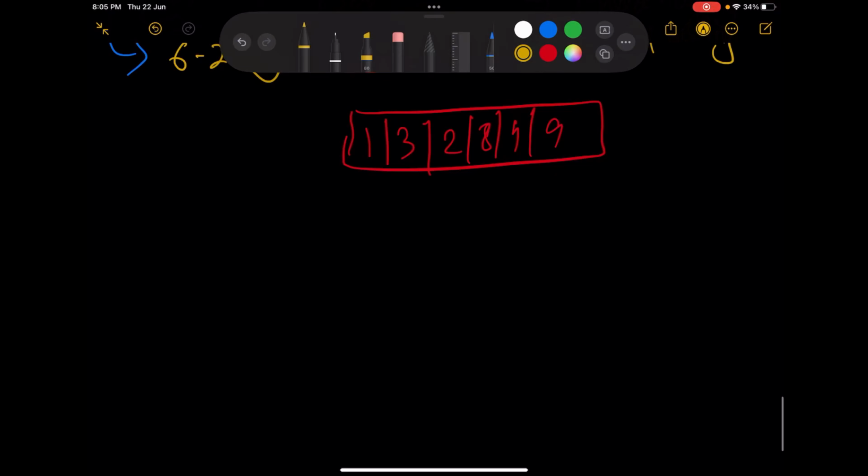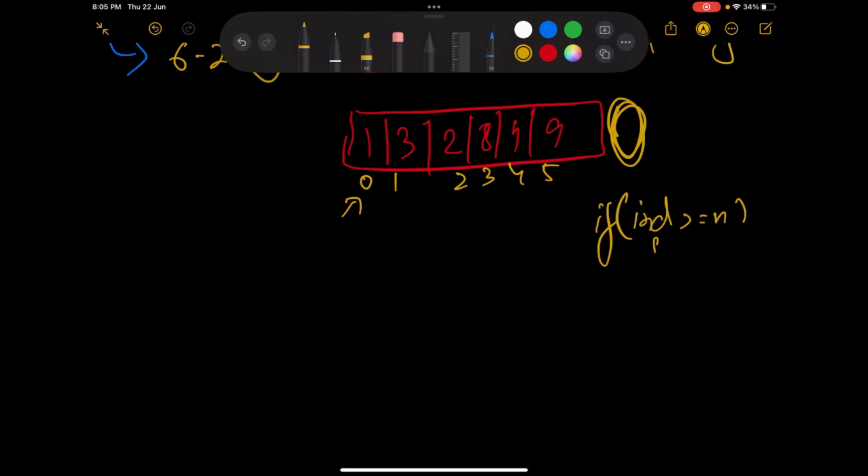So I can start from here, and I'll end when I go out of this. So I have my base condition: if my index is greater than or equal to n, I will return a 0, or I can return a minimum value like int min, since I need to return a maximum. Now what choice do I have?